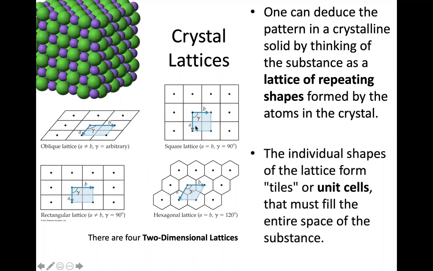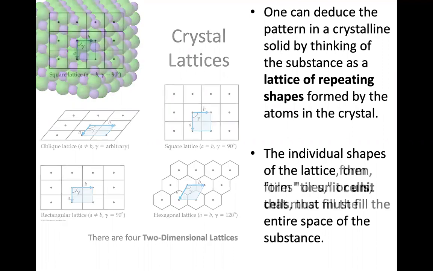You could think about it sort of like if you had tiles on your bathroom floor. There's only certain shapes that you can use that will fill up all of the space without leaving holes. A square would be one example. You could have a square again and again, and it would fill up the entire space. You couldn't pick a 7-sided object, for example. It wouldn't fill up all the space.